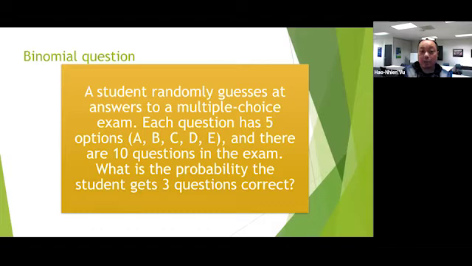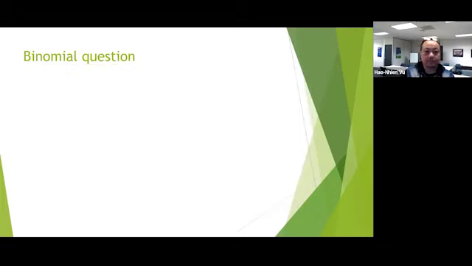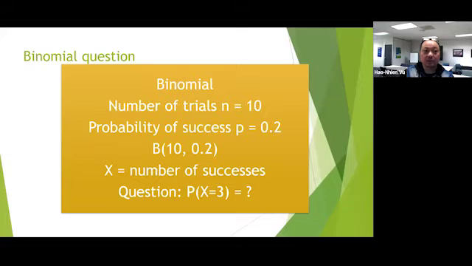And in a binomial problem, the question typically asks for the probability of getting a certain number of successes. Here, the question is the probability of getting 3 successes out of 10. This whole word problem can now be summarized like this. It's a binomial question. N equals 10, P equals 0.2. And we want to compute the probability of x equals 3, where x is the number of successes.